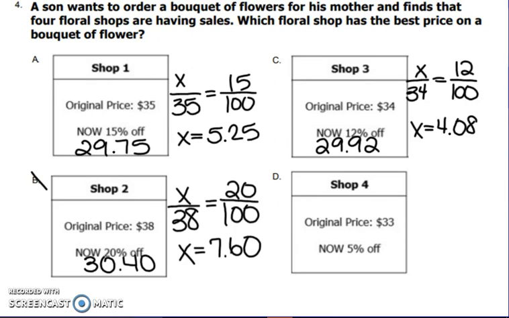Well, let's go back and take a look at answer choice A. Looks like it says $29.75. Answer choice C has $29.92. So far, answer choice A still has the best price for flowers.